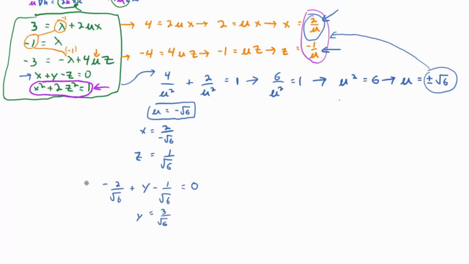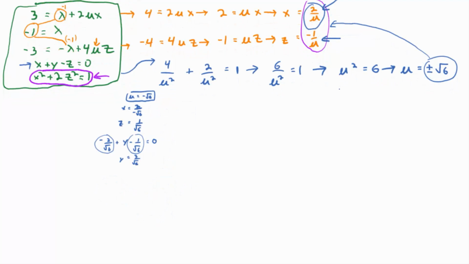Does everybody see that? If you move z over, you get x plus y equals z. If I add negative 2 over root 6 plus a negative 1 over root 6, don't I get minus 3 over root 6, but then I add it to the other side, don't I get plus 3 over root 6? Does everybody agree? Okay, so what's my critical point? Let's make a point out of it. The x value is negative 2 over root 6, y is 3 over root 6, and z is 1 over root 6. Is that what you guys have?